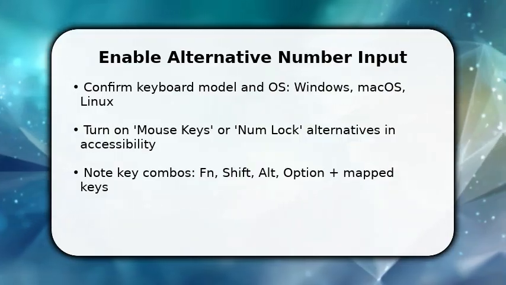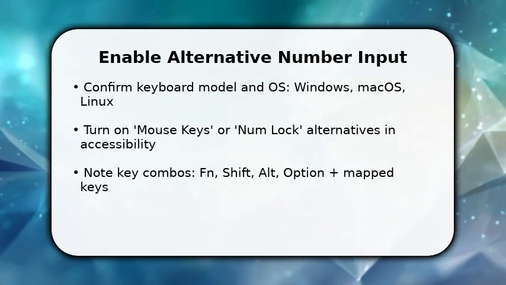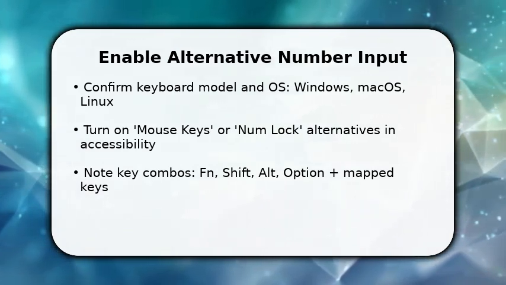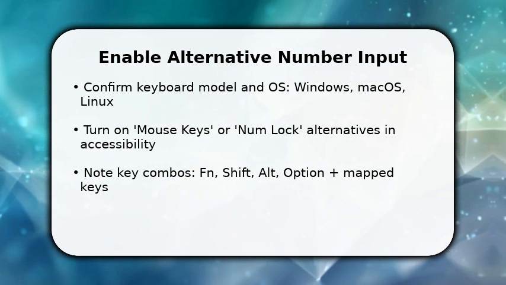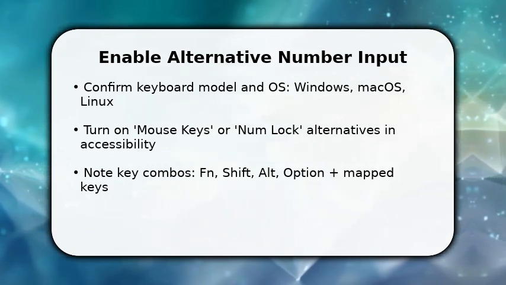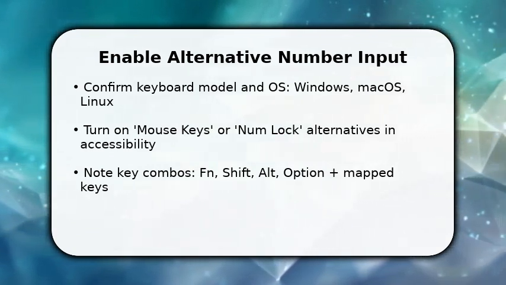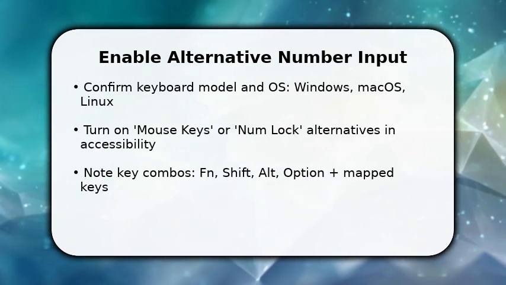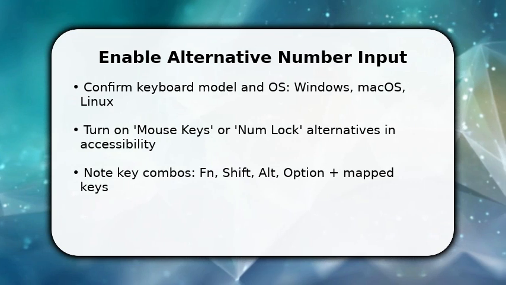Start by checking your keyboard and operating system. You need to know whether FN or accessibility options are available. On Windows, enable mouse keys or the on-screen keyboard. On Mac OS, enable accessibility keyboard or use option combos.